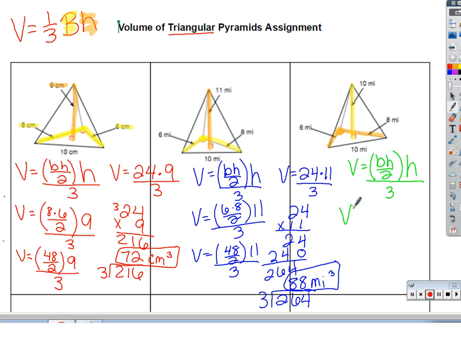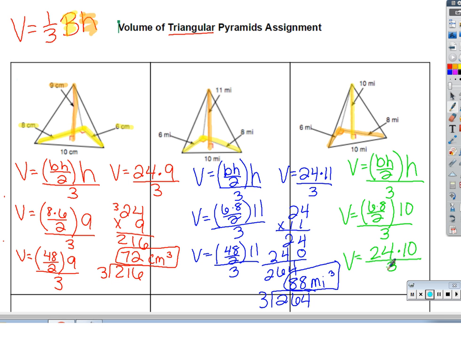So we're going to plug in our information. Our triangle is 6 times 8 divided by 2. And the height of our pyramid is 10. And we have to divide by 3. 6 times 8 is 48. What's 48 divided by 2? 24. I'm just going to skip a step then. 24 times 10, and then I have to divide that by 3.